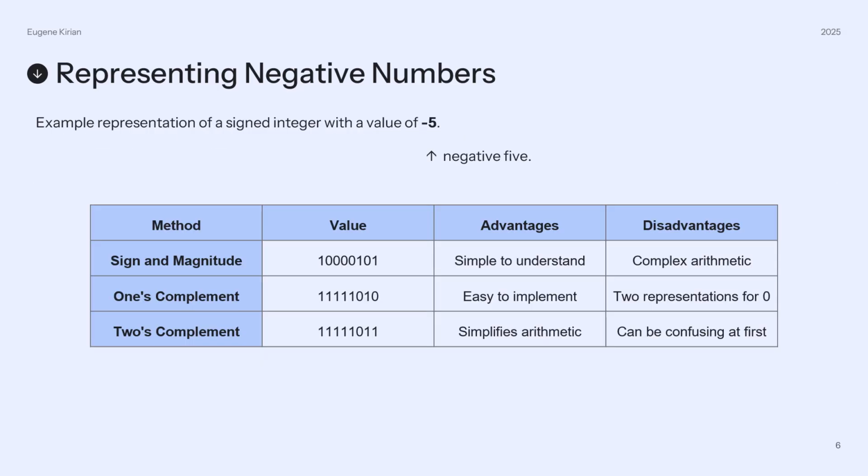Let's compare 3 common methods of representing negative numbers in binary, using the example of -5. Sign and magnitude is simple to understand, but it makes arithmetic operations more complex. 1's complement is easy to implement, but it has a drawback. It has 2 representations for 0, which can lead to inconsistencies. 2's complement simplifies arithmetic operations, making it a popular choice. However, it can be a bit confusing to grasp at first. Each method has its trade-offs, and understanding these advantages and disadvantages is crucial for working with signed integers in binary.